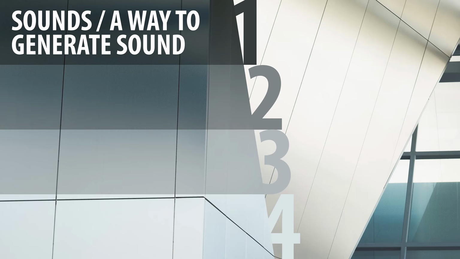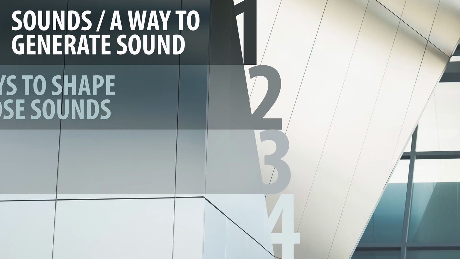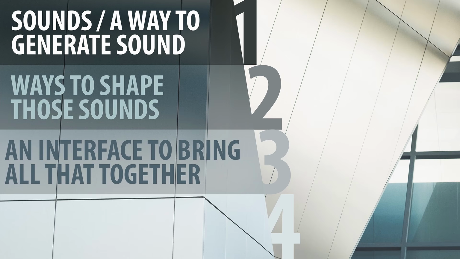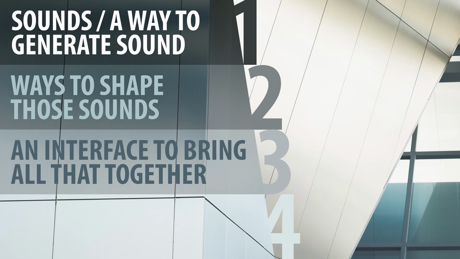I'm going to break down what you need in a way that will at first seem a bit oversimplified or a bit overwhelming depending on your current experience level, but it'll make more sense as I get into each category. To make electronic music, you need sounds, a way to generate sound, ways to shape those sounds to sound good by themselves and in the context of a mix, an interface to bring all that together and lay those sounds out over time, and a way to hear what you're working with and to control everything.